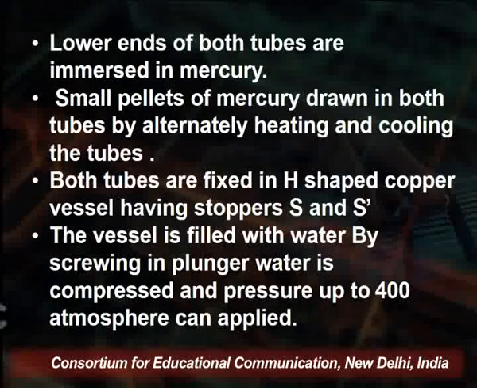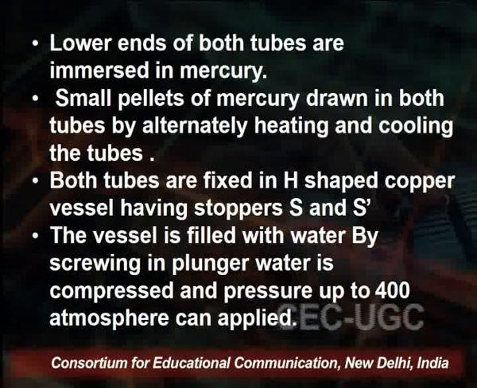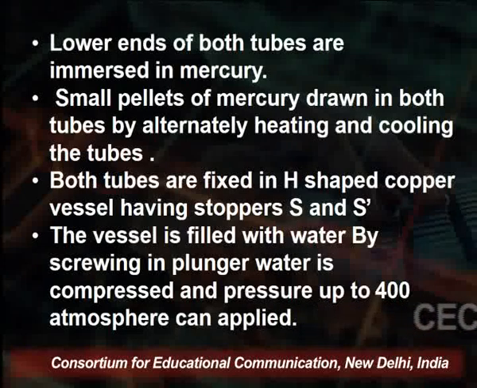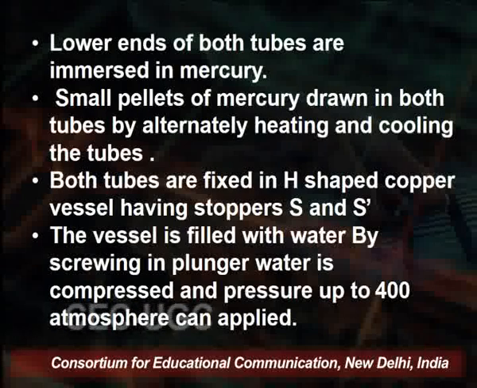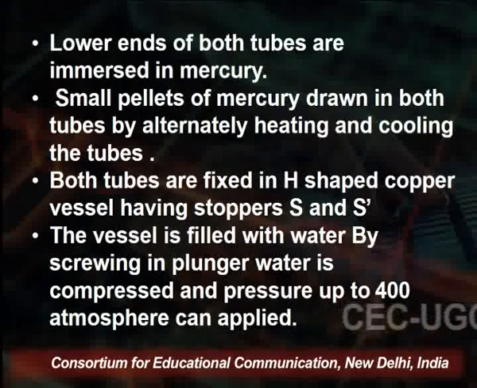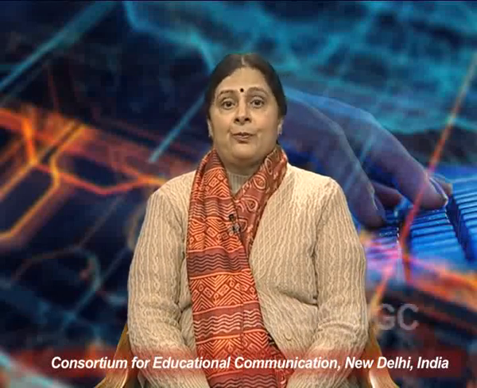Both the tubes are fixed in an H-shaped copper vessel having stoppers S and S'. The vessel is filled with water and by screwing in the plunger, the water is compressed and pressure up to 400 atmosphere can be applied. So this is what we are doing. At constant temperature, we are going to change the pressure and measure the volume.